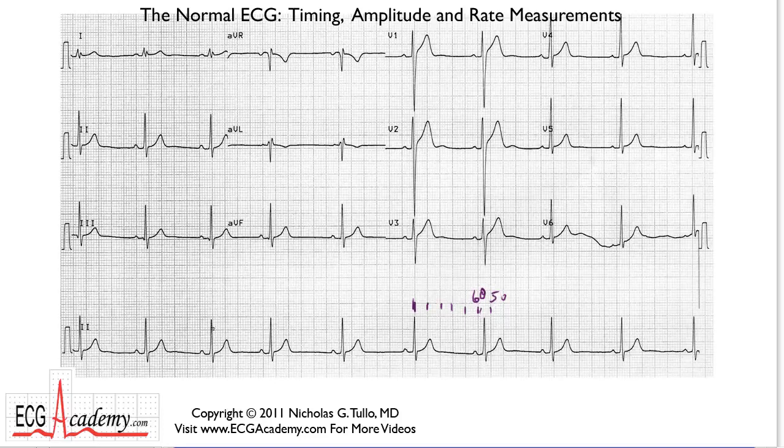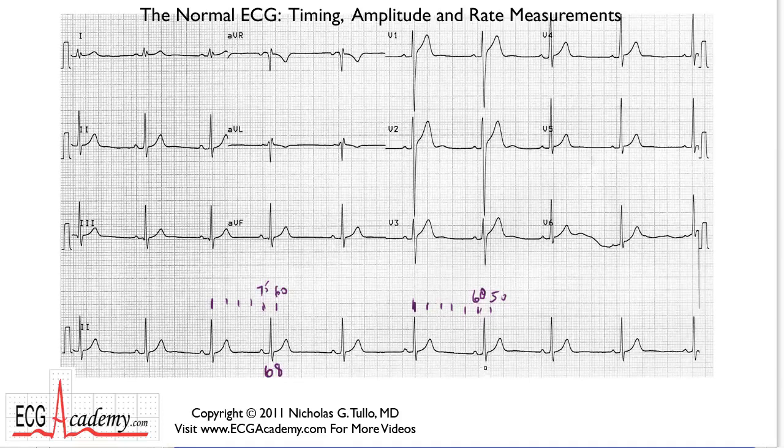Here's one that lands on a heavy line, so let's count it. 300, 150, 100, 75, 60. Wait a minute. Wait, that's not the same. If this is 75 and this is 60, then we're talking a rate of maybe 68 beats per minute, but that's not the same as this one.